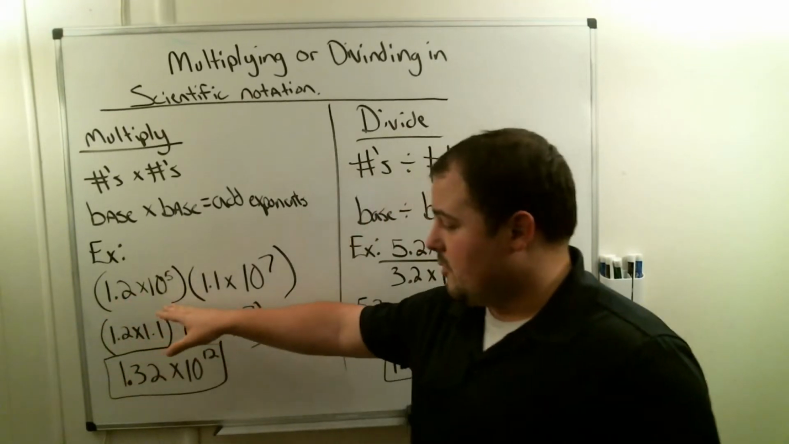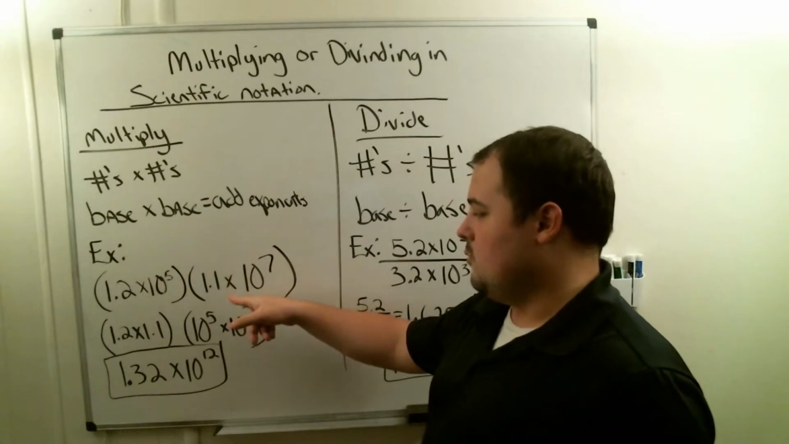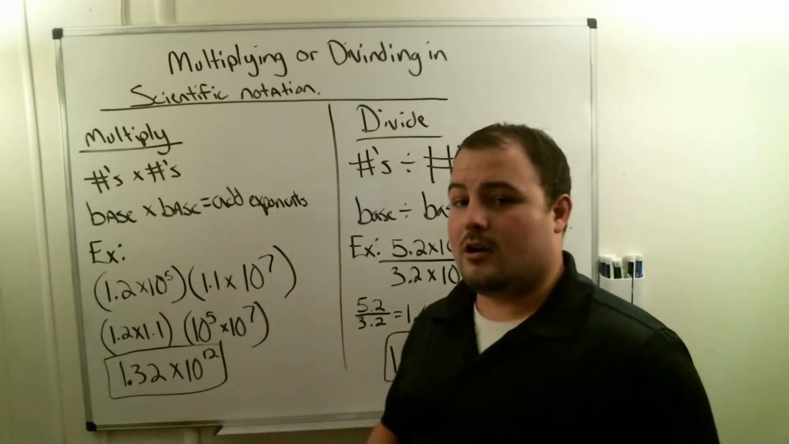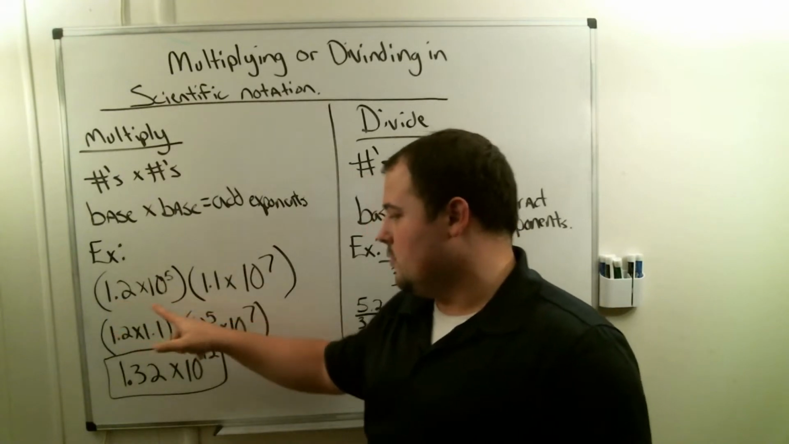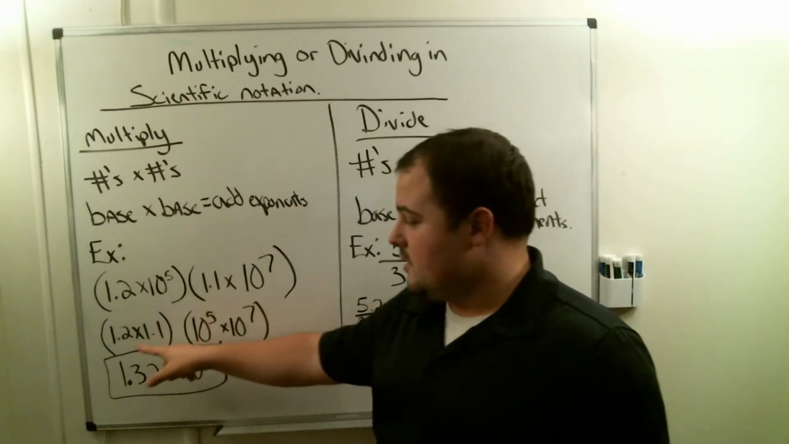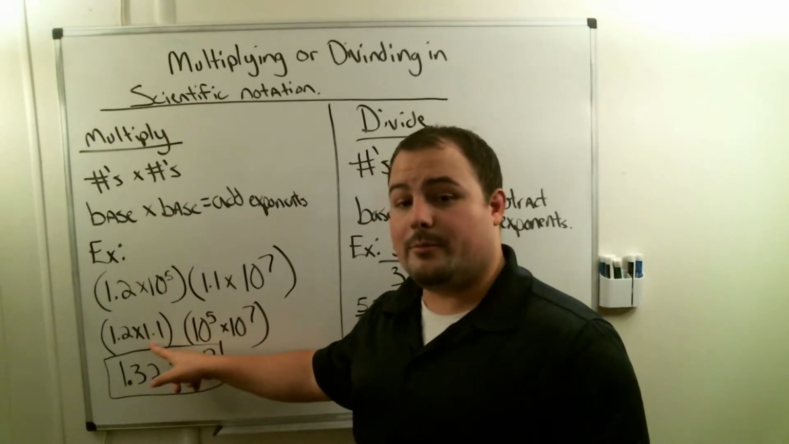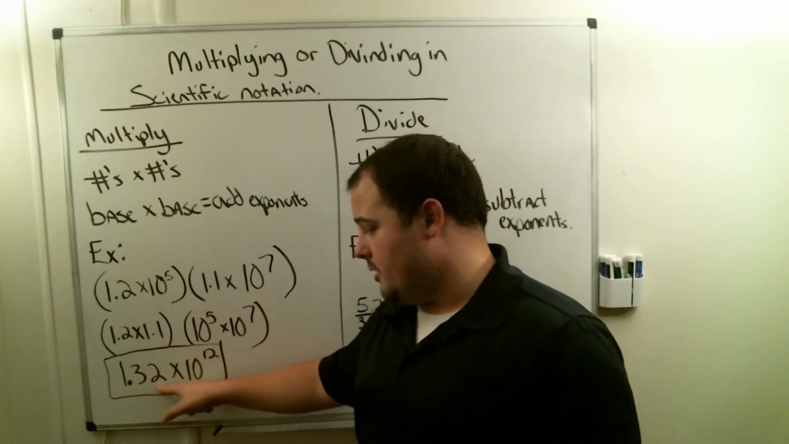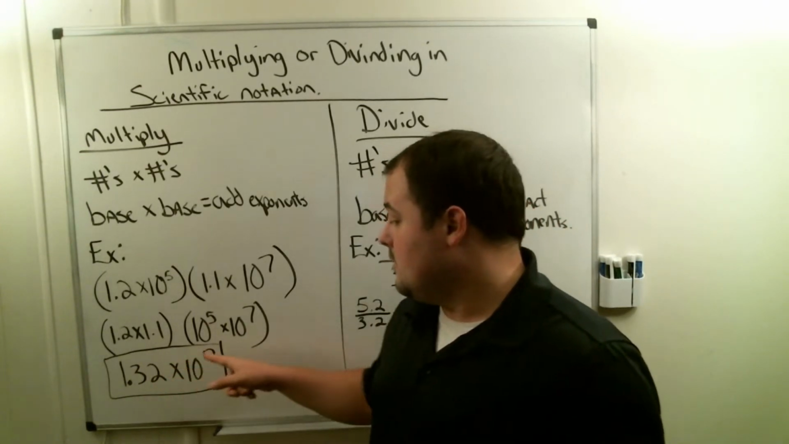So in this example, if I have 1.2 times 10 to the 5th power times 1.1 times 10 to the 7th power, what I'm going to do first is multiply the numbers. 1.2 times 1.1. Well, if I type 1.2 times 1.1 in my calculator, it gives me 1.32. That number's between 1 and 10, so we're good to go.